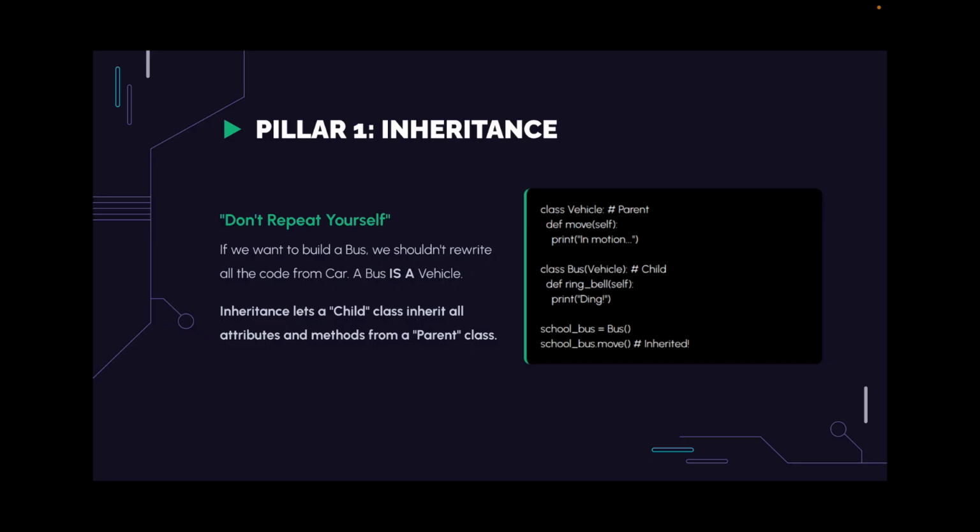So, inheritance, the first pillar. If we want to build a bus, we shouldn't rewrite all the code from car, right? A bus is a vehicle. So if we had a class vehicle and we had a class bus that we wanted to make a child of vehicle, you would put vehicle in parentheses of bus, and you could add more methods to it. So inheritance lets a child class inherit all attributes and methods from a parent class.